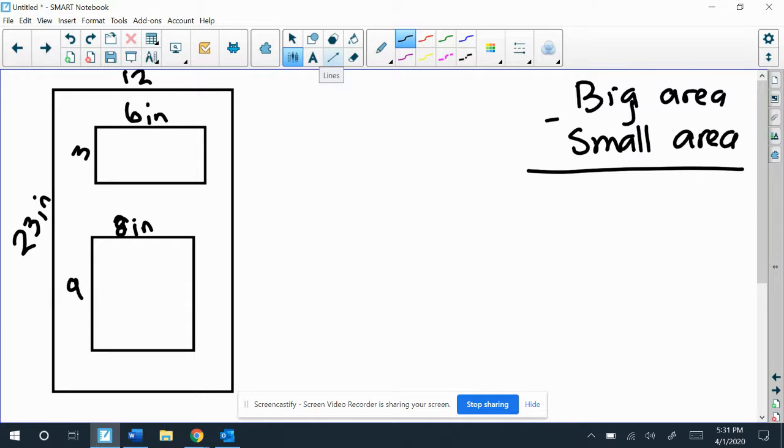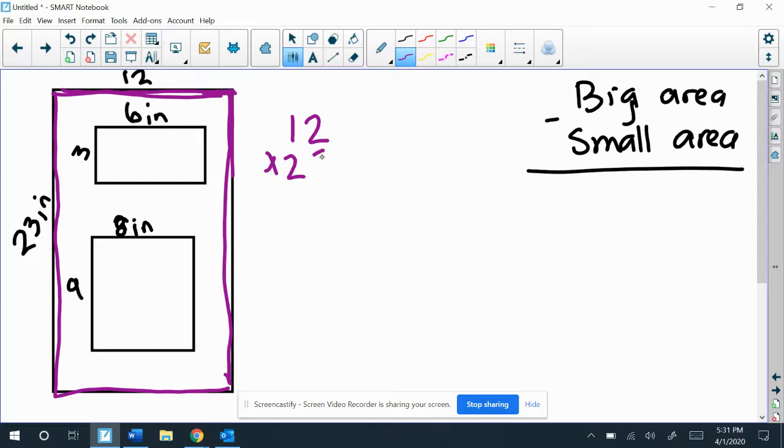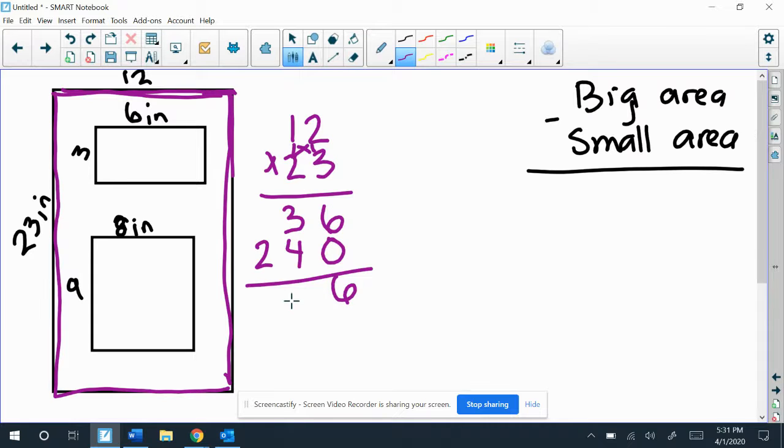If we're using this in a real life example, we're going to say this is a door that I wanted to paint. Well, the whole door is 23 by 12. But I don't want to paint those middle parts. So let's find this whole thing first. 12 times 23. 3 times 2 is 6. 3 times 1 is 3. Place value 0. 2 times 2 is 4. 2 times 1 is 2. Add those up. I get 6, 7, and 2. 276.